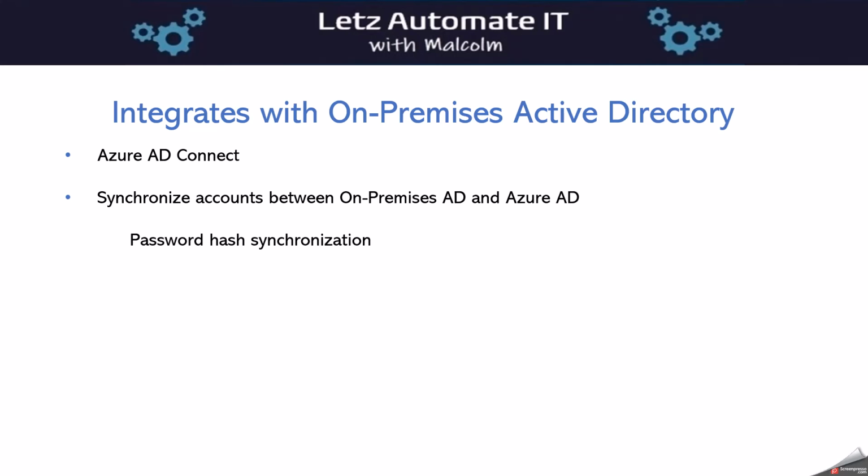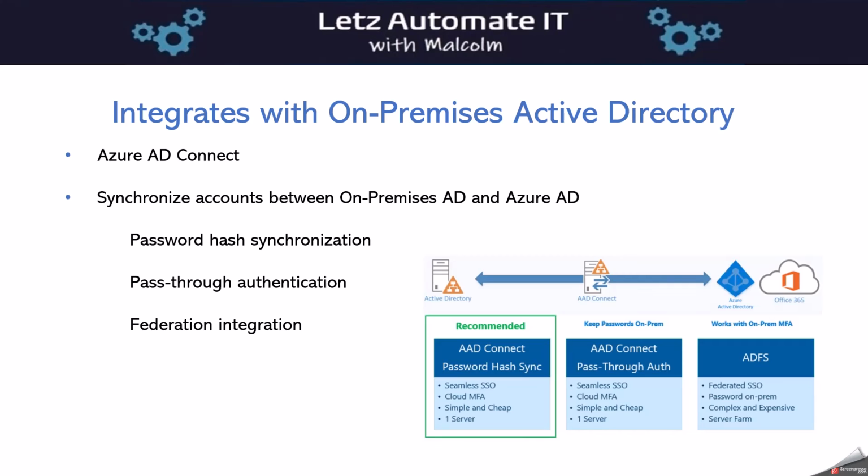There are three modes in which this authentication can take place. We can use password hash synchronization, pass-through authentication, and federation integration. And as I've already mentioned, this is outside the scope of the video and is also not covered in the AZ-104 exam. But you should be aware of it, as hybrid deployments are not covered.